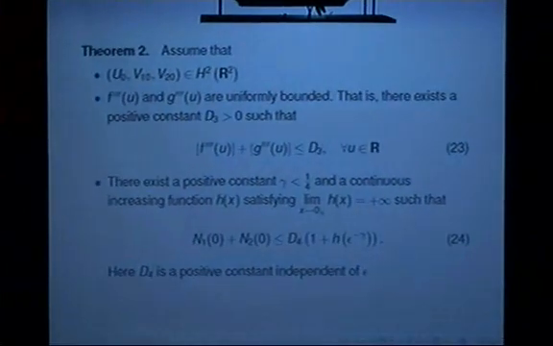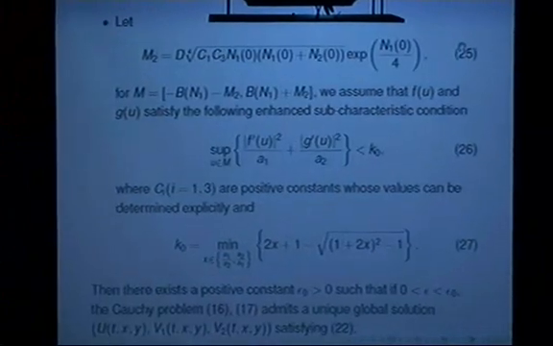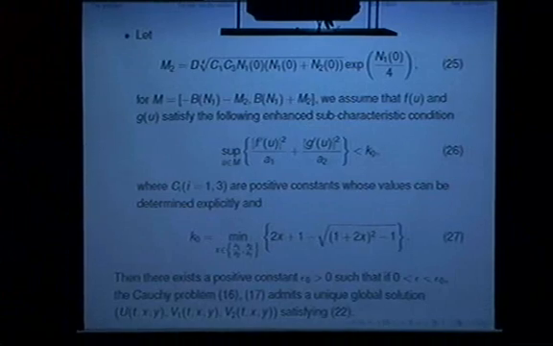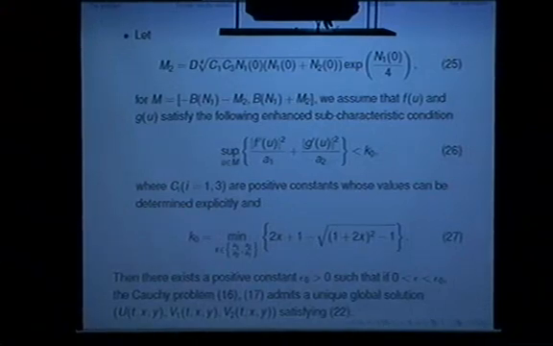And then this part is about the subcritical condition. Here we ask F and G to satisfy the enhanced subcritical condition. This means K0 is strictly less than 1. In fact, K0 is defined by this one. If A1 equals A2, this is something like 3 minus square root of 8.